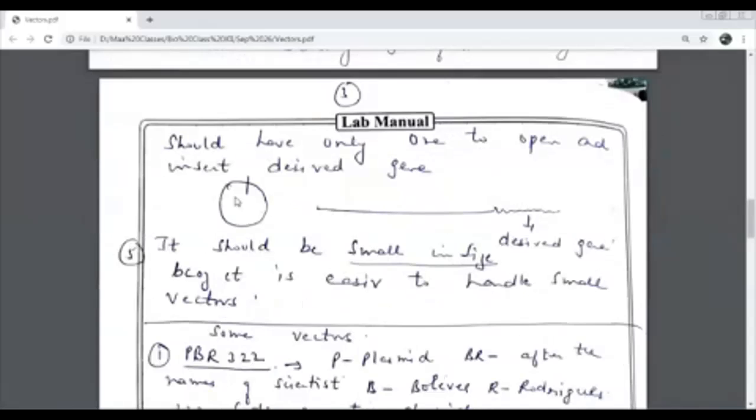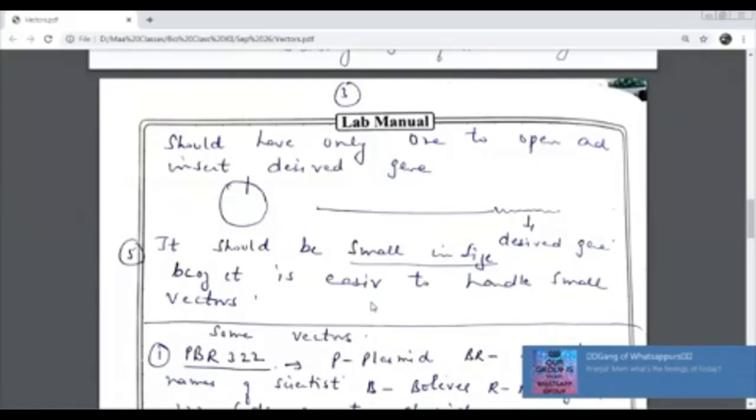Next, it should have at least one. One should be there. Okay? It should be small in size because it is easier to handle which vectors? Small vectors. So whenever this question comes, what are the characteristics of vectors, first tell what vectors are, that they are DNA or RNA molecules which, inserted into the host, start replicating. They carry the gene of interest and the gene of interest also starts replicating. How many characteristics will you mention? Five characteristics.